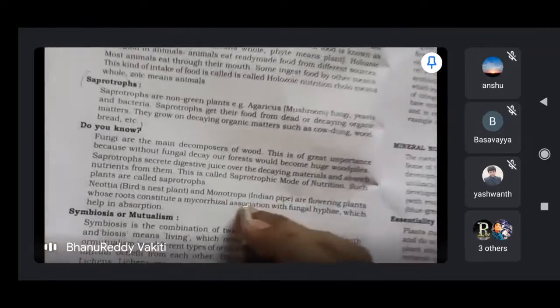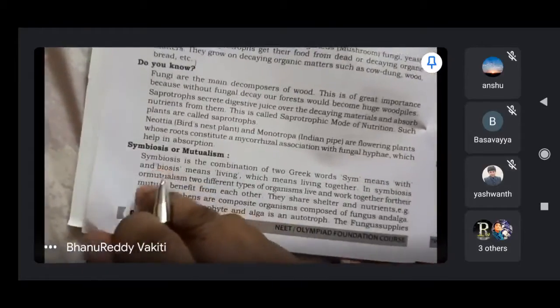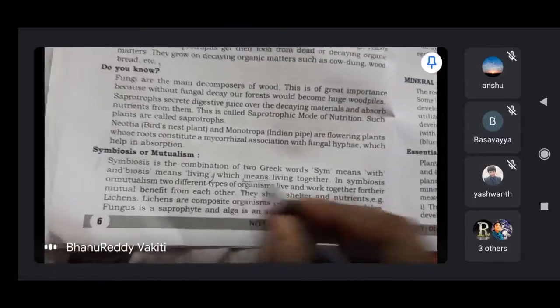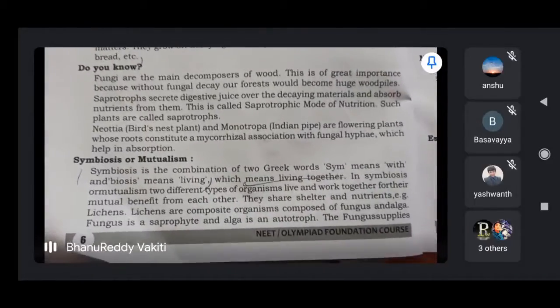Okay, fungi are the main decomposers of wood. Fungi is the main decomposer. And symbiosis means sharing of life. Now only I told, symbiosis is a combination of two Greek words: sym means with and biosis means living. So which means living together, sharing their life. Like legumes, root nodules and Rhizobium bacteria, in that manner.